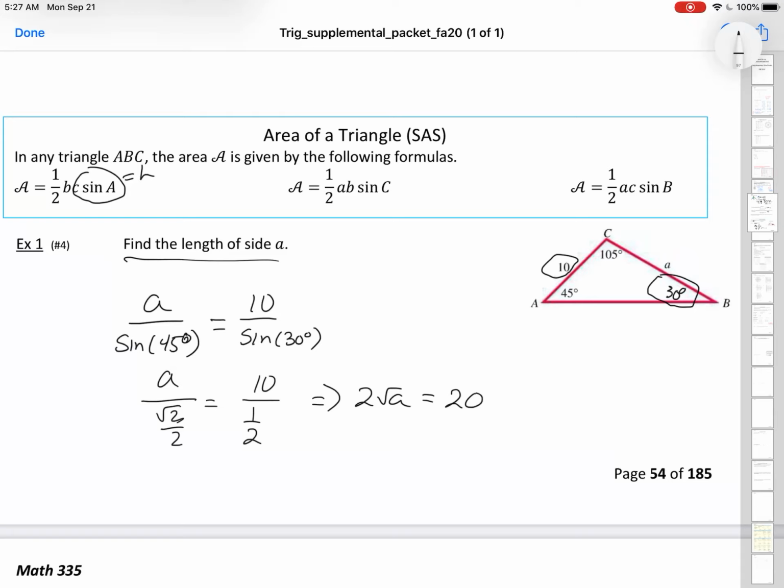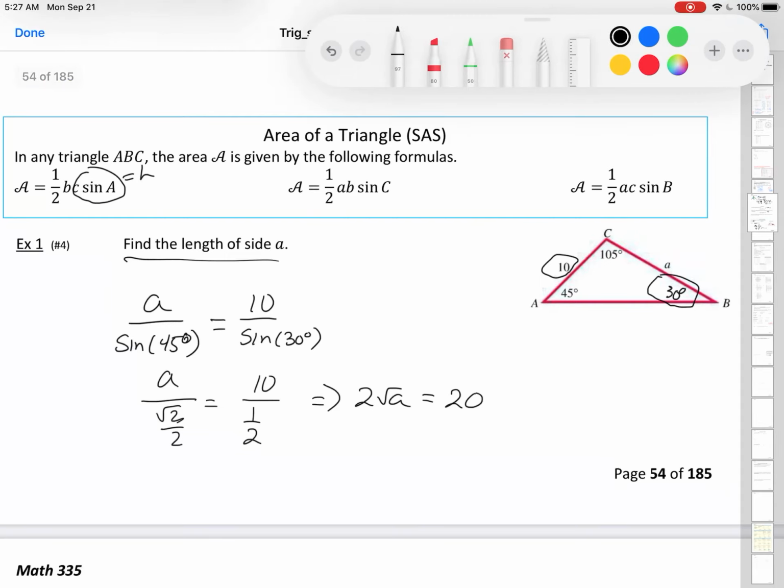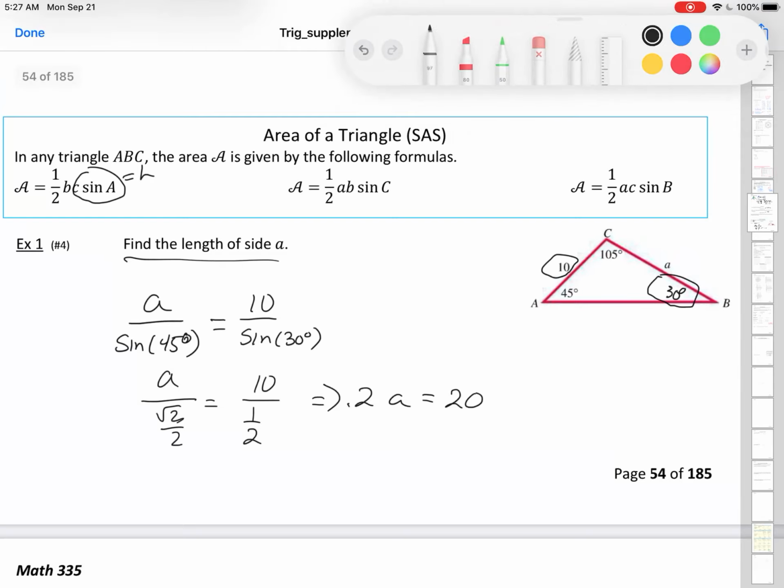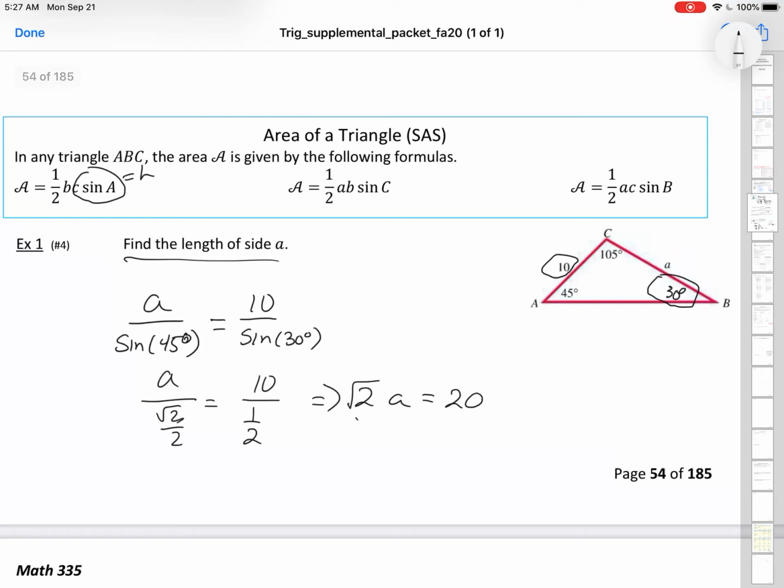And so that is, I'll apologize. I shouldn't have put 2 root A. I was thinking about that wrong. But it's root 2 times A is equal to 20. Divide by root 2, divide by root 2. And A is equal to, if you rationalize the denominator, 20 root 2 over 2, or 10 root 2. That's what A is equal to.